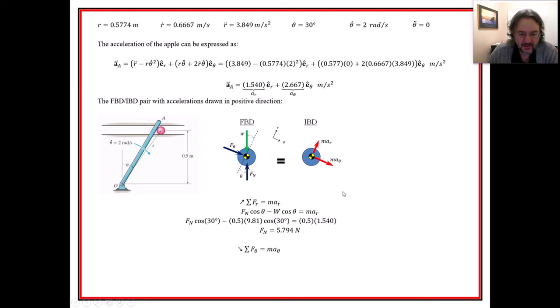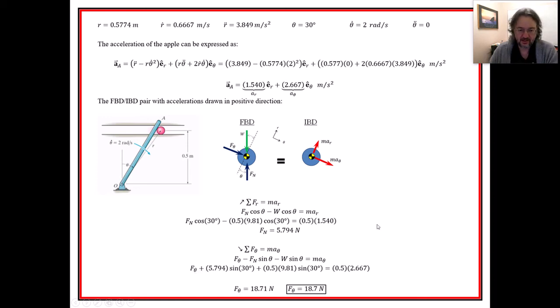And now we can take it in the transverse direction. Here's the mass times the acceleration in the transverse direction. We not only have this force right here that I'm calling F theta, but we also have part of the normal force coming in the negative direction. We also have part of the weight. So we're able to put those on there, and we're actually able to find this F theta as part of that. So that's the long process of solving this problem right here.